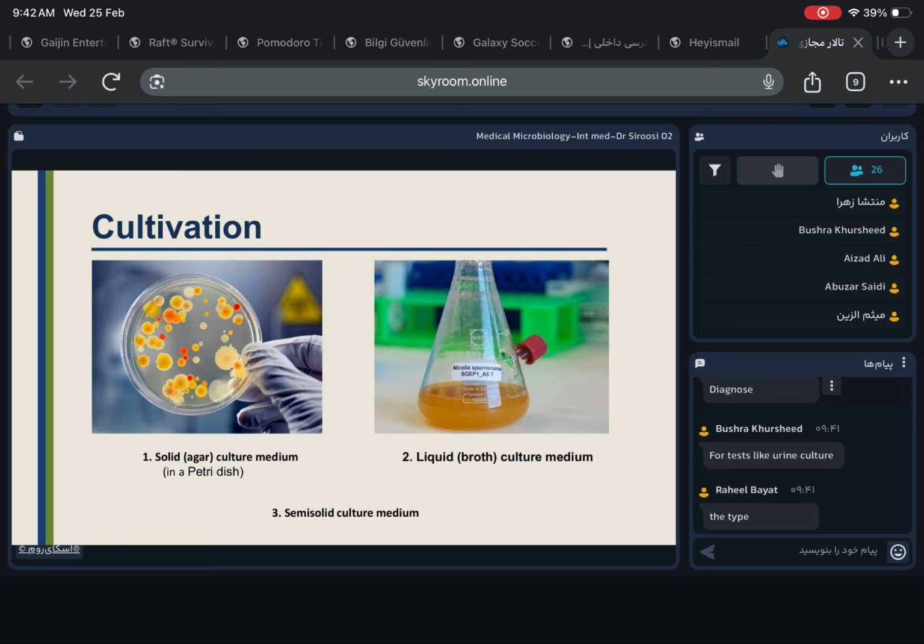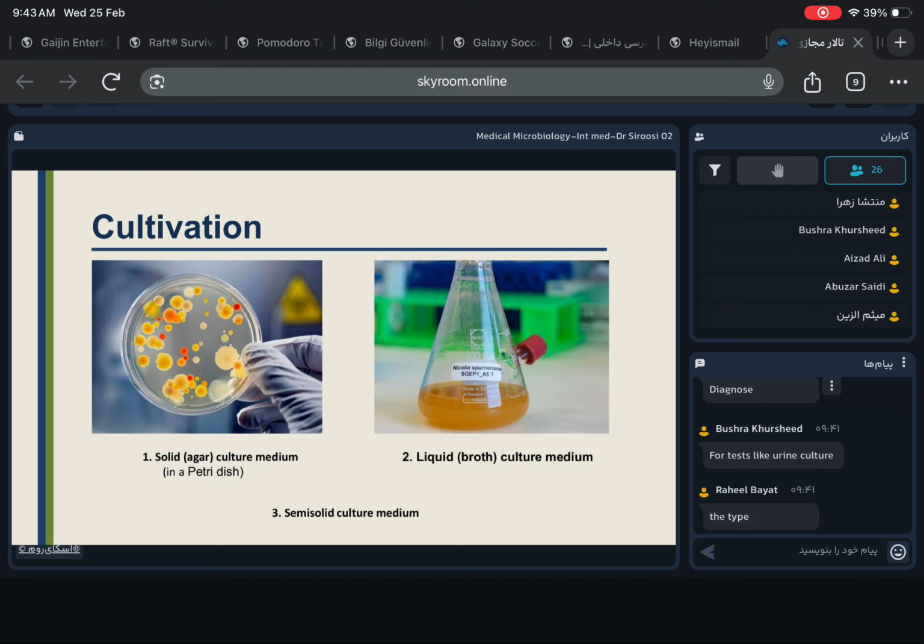They are able to multiply the number of the infectious agent to the level that now they are able to run the tests. Okay, so for running the test to identify the microorganisms, for bacteria, you need to have a sufficient amount of them to run the test. So that's why we need to cultivate bacteria in the laboratory.